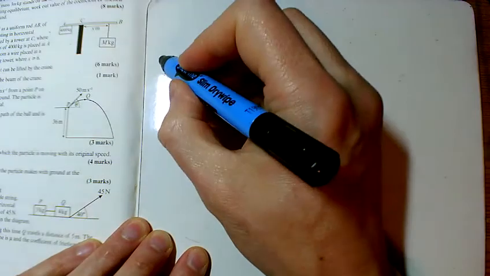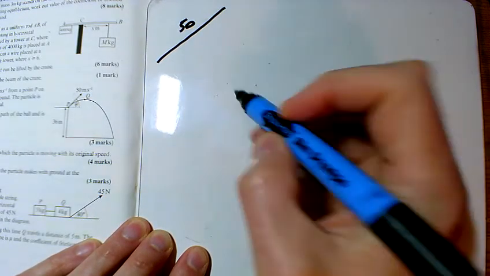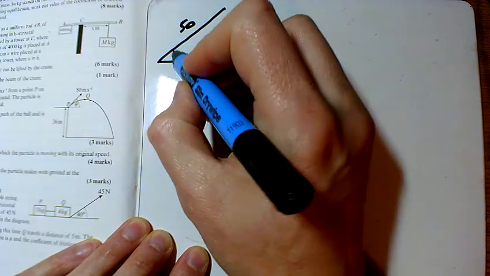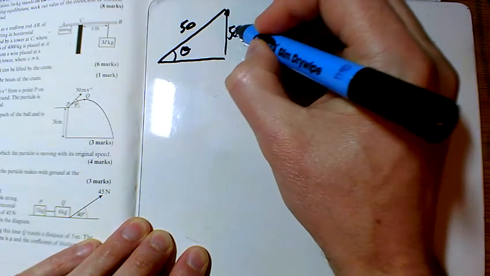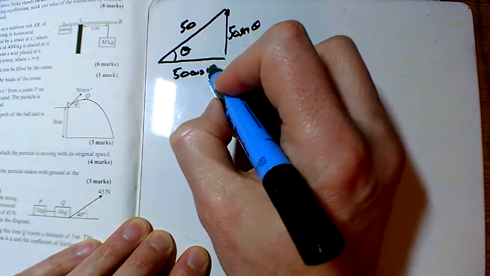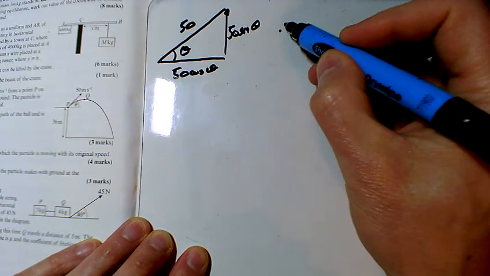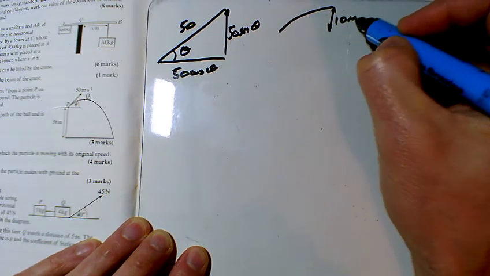So question 42, we've got a projectiles question. We're told that it's got a speed of 50 and it's got an angle of theta. So breaking this up, I've got a 50 sine theta there and a 50 cos theta going over here. And we're told that when it's projected, it goes 10 meters above the original starting place.